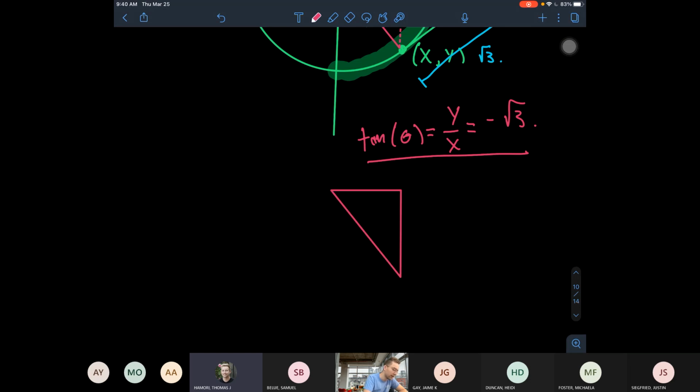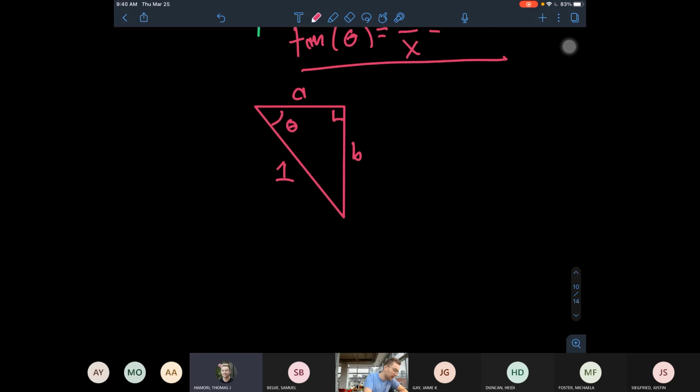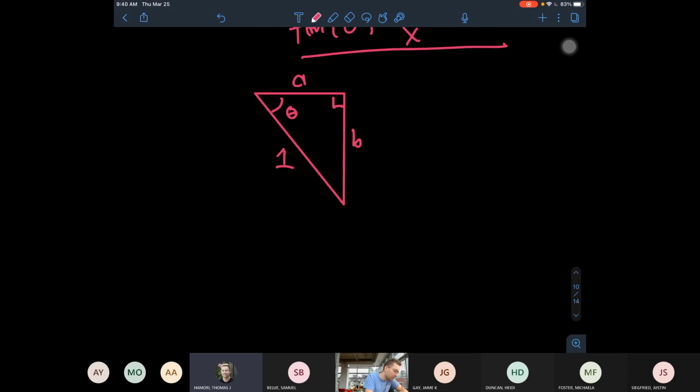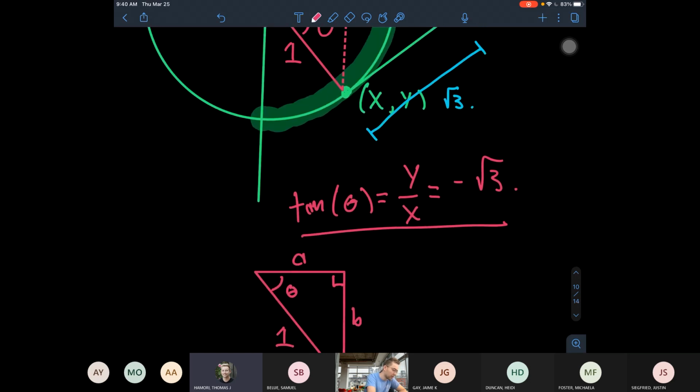There we go. We have a triangle here. We're interested in this angle theta. We know this is a right angle. We know that this length here is 1. Why don't we just call the other lengths X and Y? We know that this length is X and this length is Y.